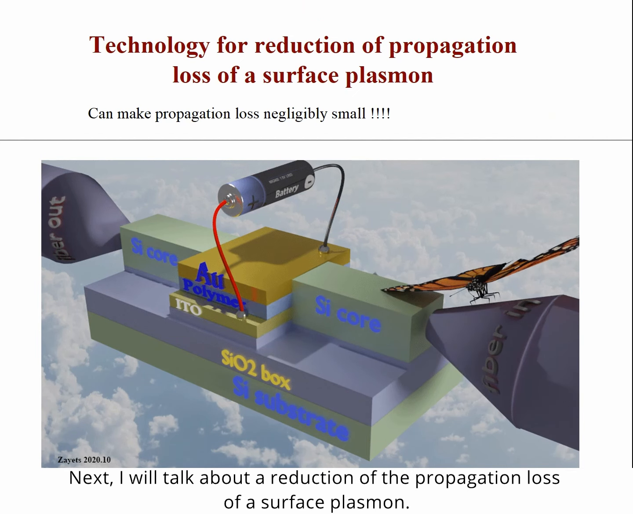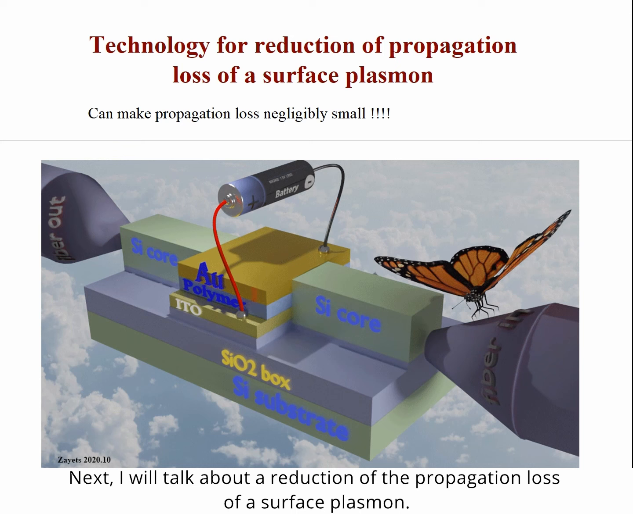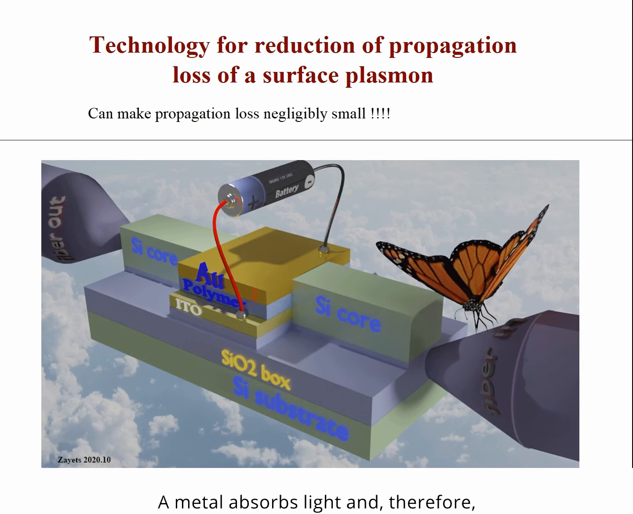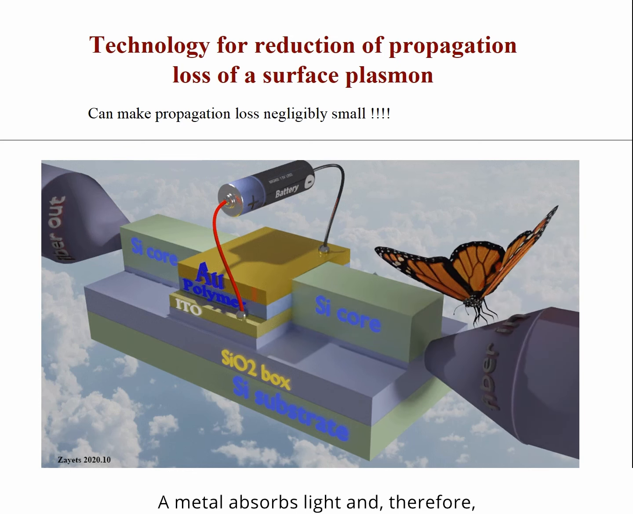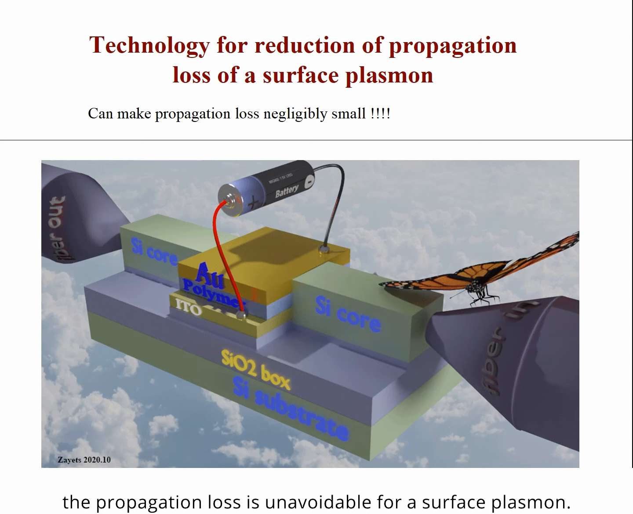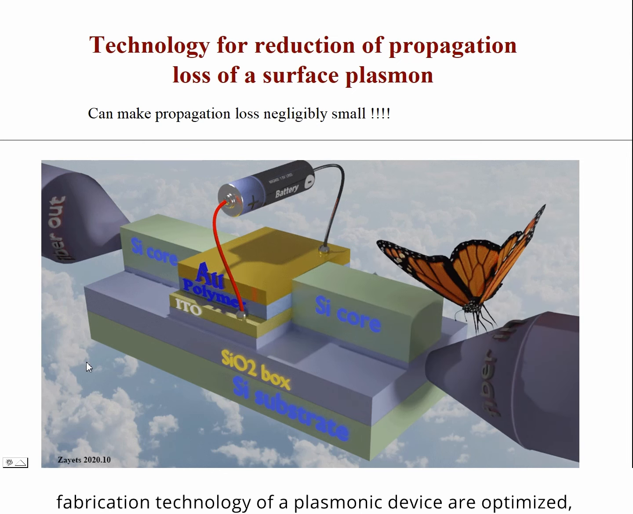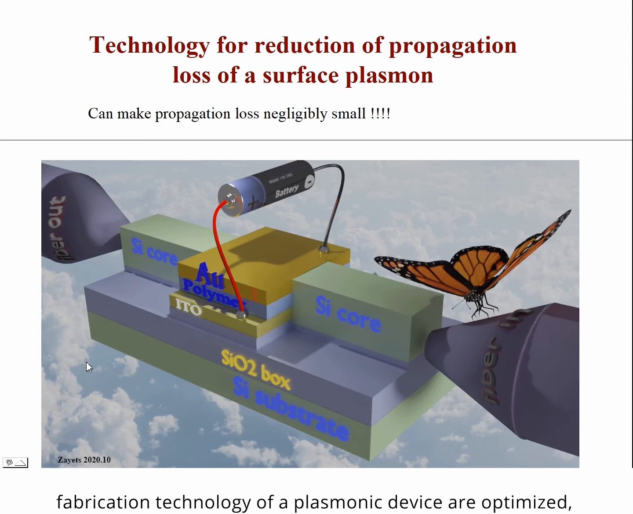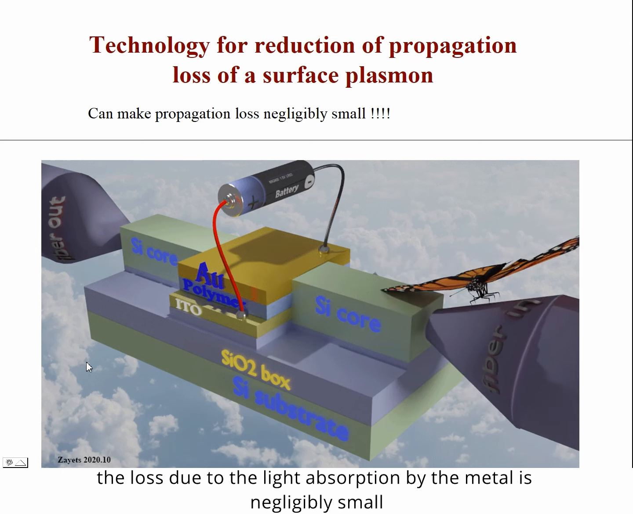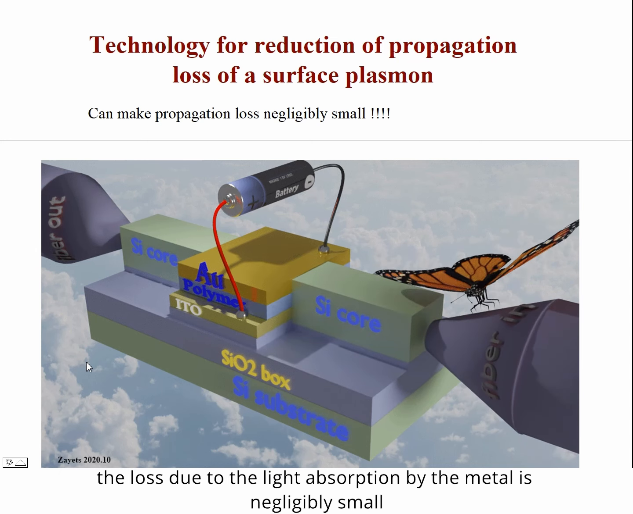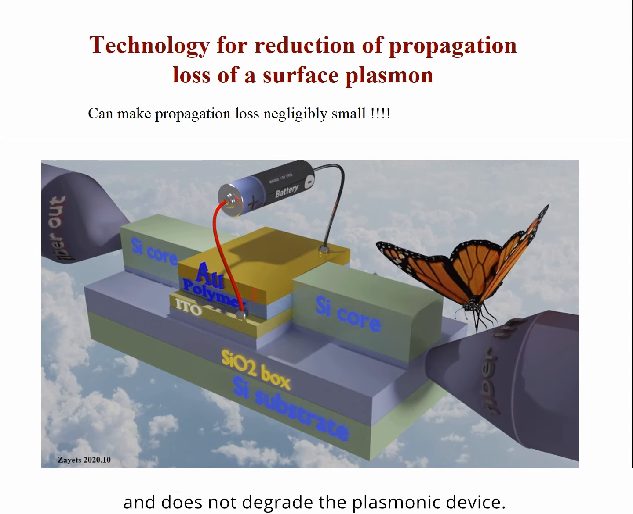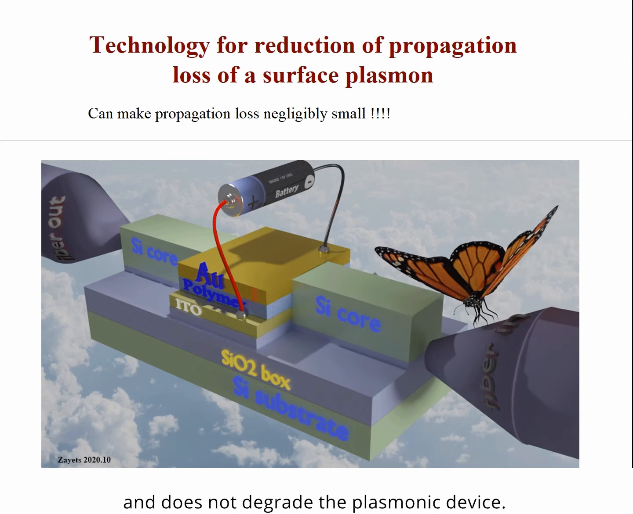Next, I will talk about a reduction of propagation loss of a surface plasmon. A metal absorbs light, and therefore the propagation loss is unavoidable for a surface plasmon. However, when design and fabrication technology of plasmonic device are optimized, the loss due to the light absorption by metal is negligibly small and does not degrade the plasmonic device.